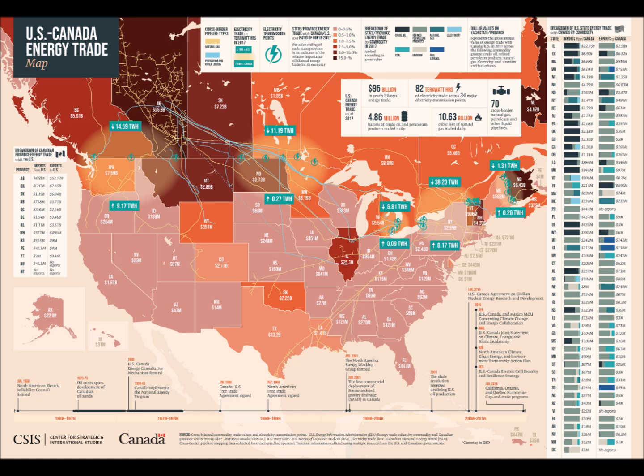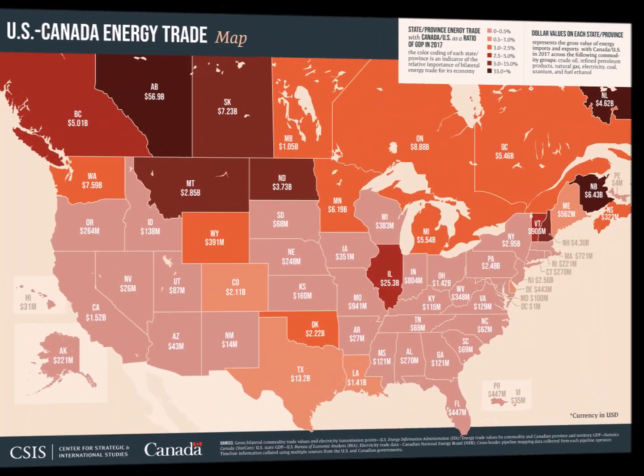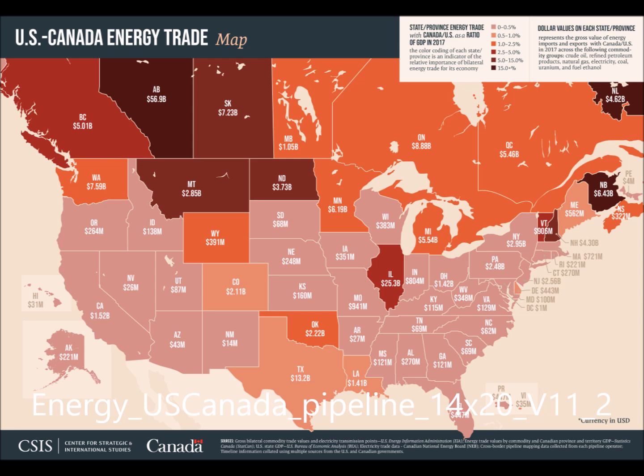Beyond the map, the infographic presents key quantitative data, including the total annual value of energy trade, $95 billion, the amount of electricity exchanged, 82 terawatt-hours, and the daily volumes of crude oil and natural gas traded, 4.86 million and 10.63 billion, respectively. It also clarifies the types of energy commodities included in the trade figures. Additionally, bar graphs on the sides provide a comparative view of the percentages of energy trade for individual states and provinces. This map visualizes the US-Canada energy trade, with a focus on the relative importance of this trade to the economies of individual states and provinces.